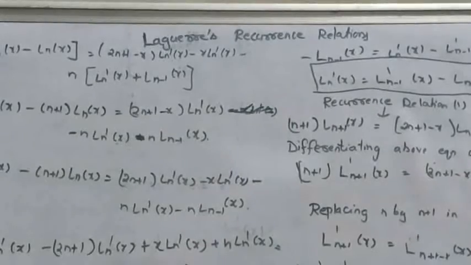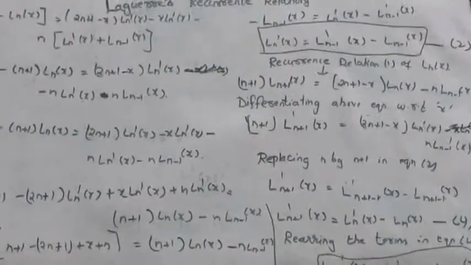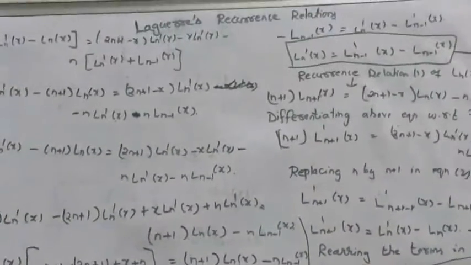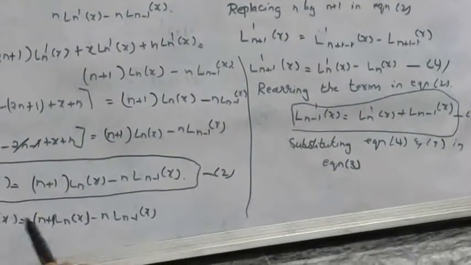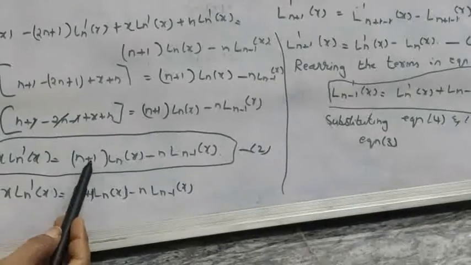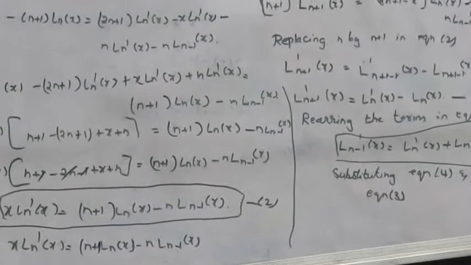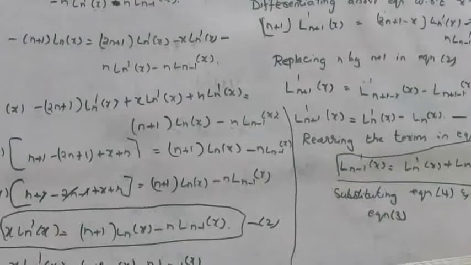Once again I am repeating, in recurrence relation 2 we have considered generating function. So first we have considered the generating function. For that function we have differentiated. Then again we have considered the recurrence relation 1 by taking use of that, and by this we have finally concluded x ln dash of x is equal to (n plus 1) into ln of x minus n l(n minus 1) of x. Next we are going to know about recurrence relation 3.